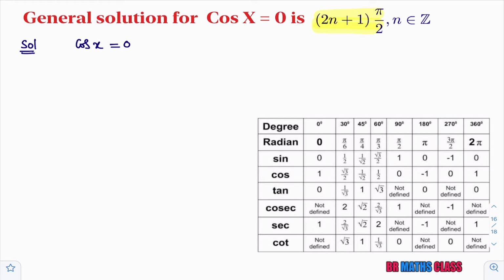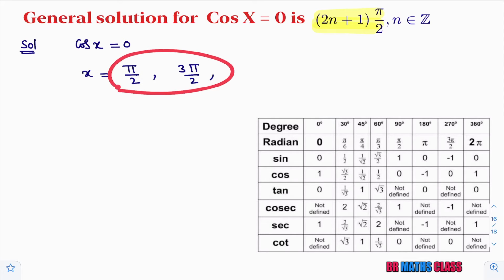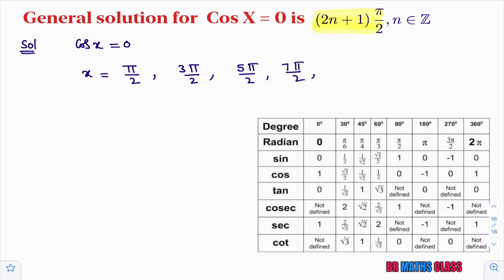So here, what are the solutions of this equation? x is pi by 2, that means cos pi by 2 value is 0. Not only cos pi by 2, cos of 3 pi by 2 is also 0. These things we can understand easily from this trigonometry table. Not only 3 pi by 2, 5 pi by 2, after this 7 pi by 2, after this 9 pi by 2. Like that, we will get infinitely many solutions for this trigonometric equation.